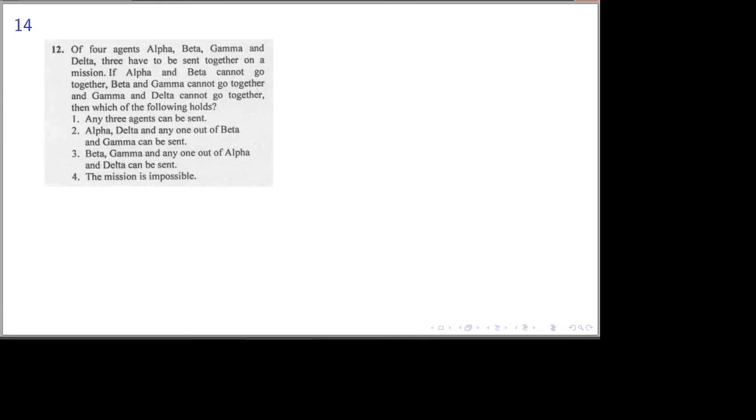Okay. Next. Again, it's a logic type question. It says there are 4 agents, alpha, beta, gamma, delta. 3 has to be sent together on a mission. Alpha, beta, gamma, and delta. So 3 has to go together. So it's either alpha, beta, gamma, alpha, beta, delta, alpha, gamma, delta, or beta, gamma, delta. Okay. Only these possible combinations are there.